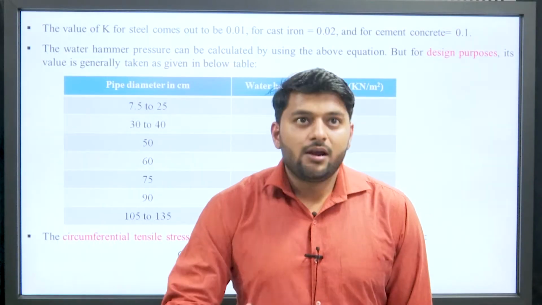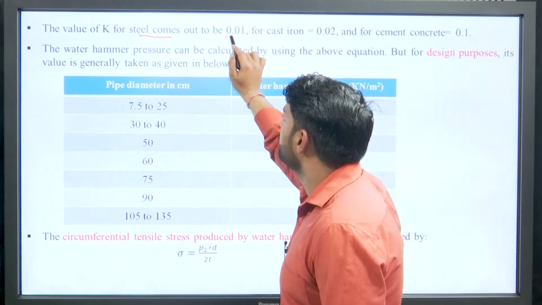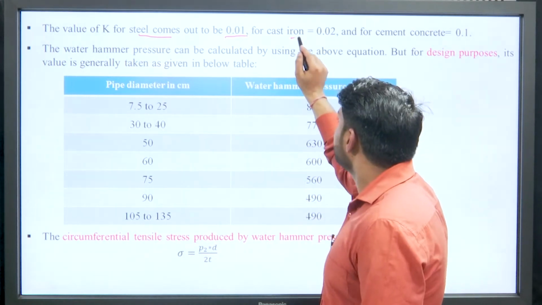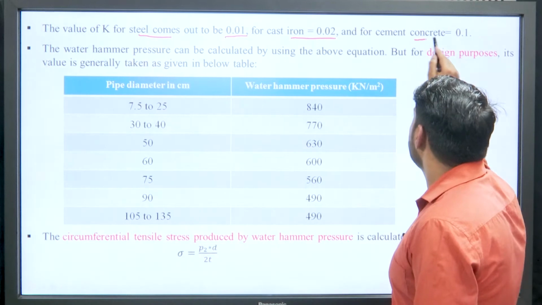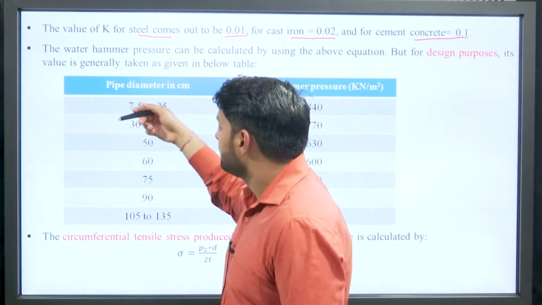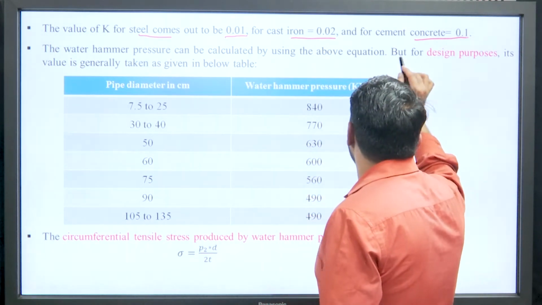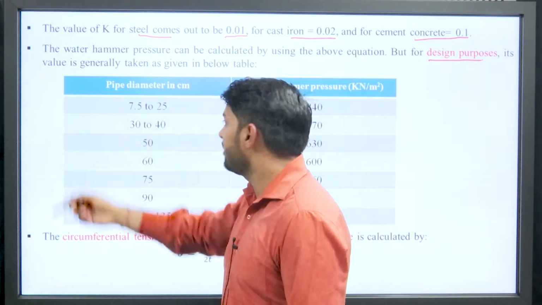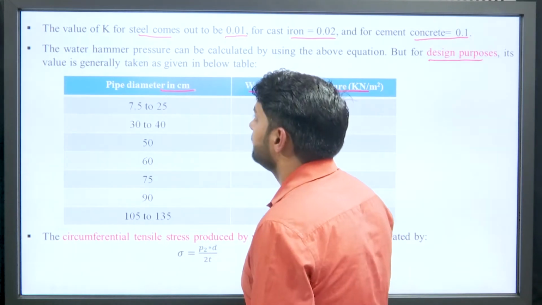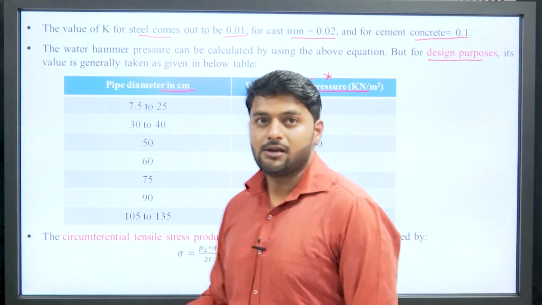How can we get the value of K? Basically, the value of K for steel comes out to be 0.01, meaning for different pipe materials the value of constant K will be different. For cast iron pipe the value of K is taken as 0.02, and for cement concrete pipe the value of K is taken as 0.1. And while designing the water supply system, what should the value of water hammer pressure be taken as? For design purposes, if values are not given, we can take this much water hammer pressure for different diameters of the pipes. Okay? And this water hammer pressure can also be calculated by using the formula mentioned earlier.